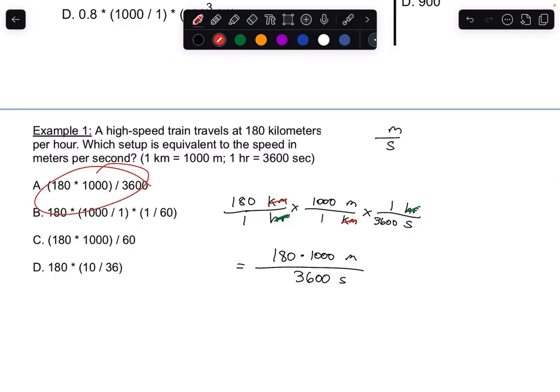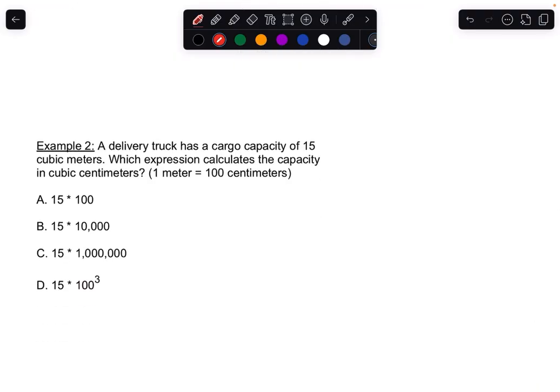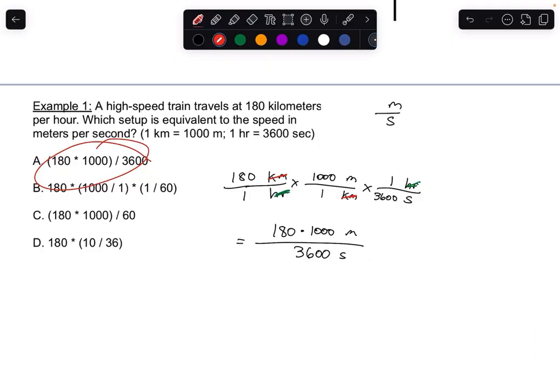Dimensional analysis looks very different when you get problems with cubes and squares, but the idea is still pretty much the same. What are you canceling out? What are you left over with? All that fun stuff.